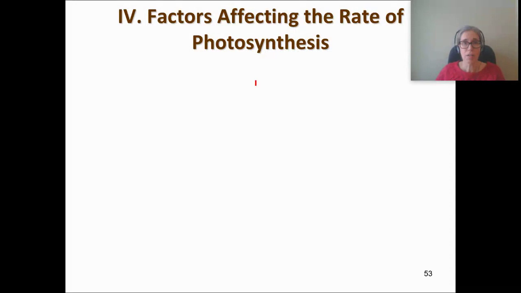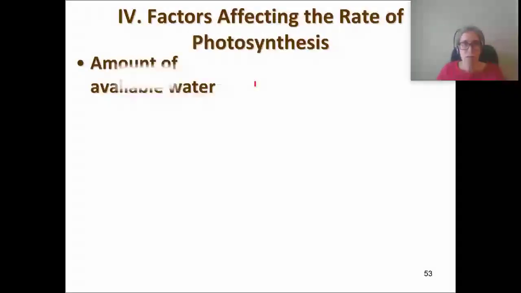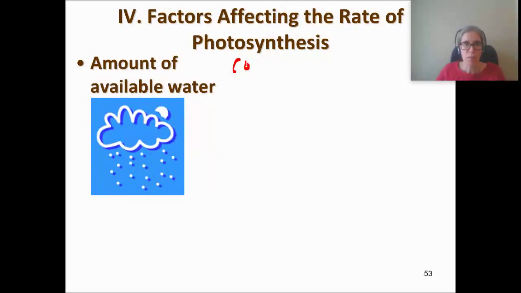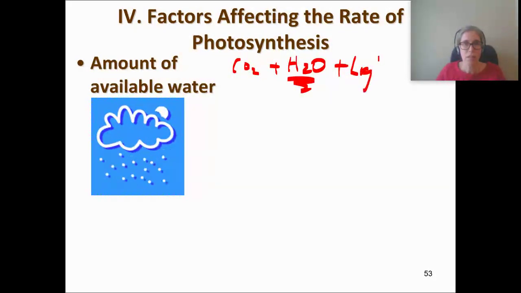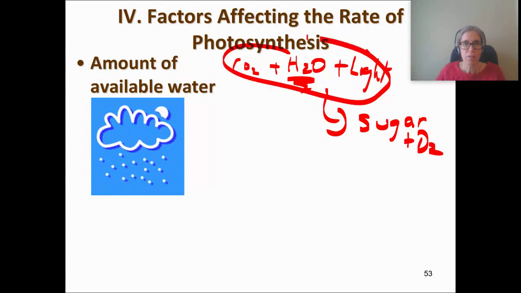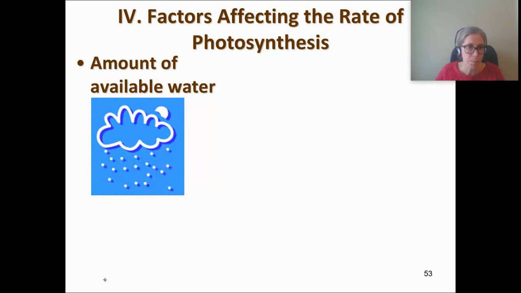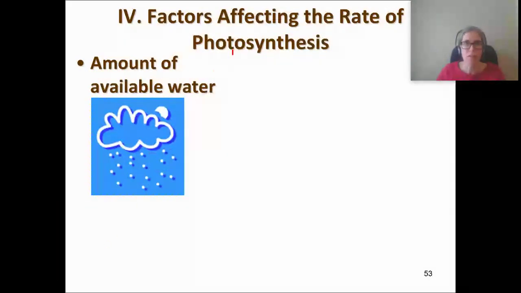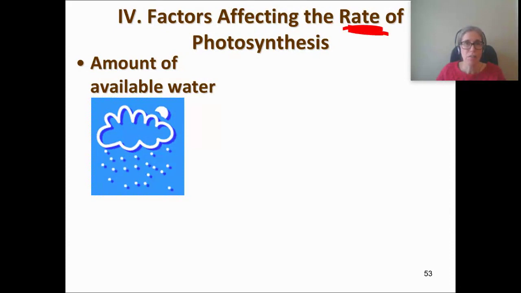All right, finally, I want to talk about factors affecting the rate of photosynthesis. This is all the reactants. So the amount of water available. Remember, photosynthesis has carbon dioxide plus water, right? That's this part, plus light, and we make sugar and oxygen. So all of these reactants plus one more thing are going to be the thing that affects photosynthesis. So factors affecting the rate, how fast photosynthesis can happen.